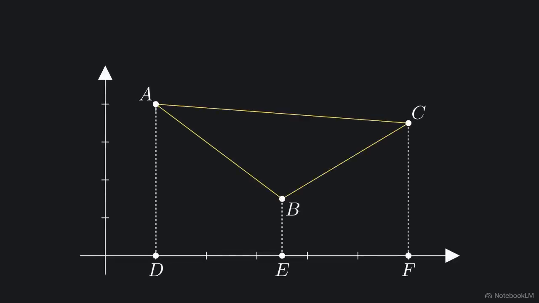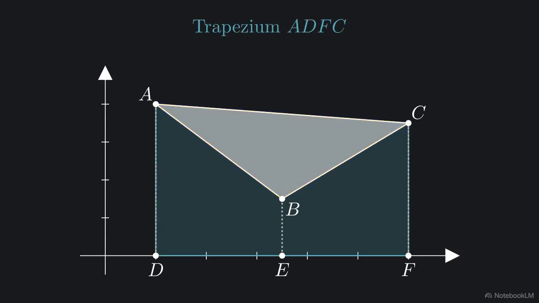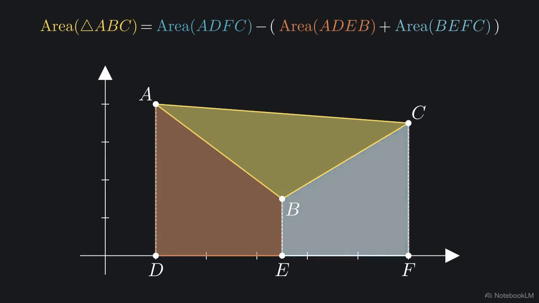These projection lines have created an overarching polygon spanning from A down to D, across to F, and up to C. Because the outer vertical sides are parallel, this entire shape is one large trapezium, ADFC. Triangle ABC is contained within this boundary. To isolate the triangle, we account for excess space. Flanking left is trapezium ADEB. Flanking right is the second excess block, trapezium BEFC.